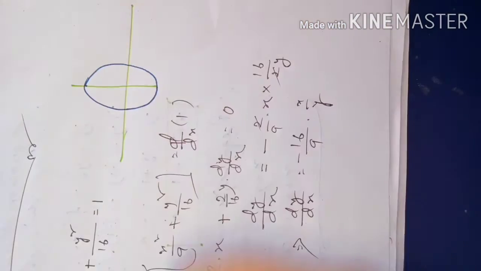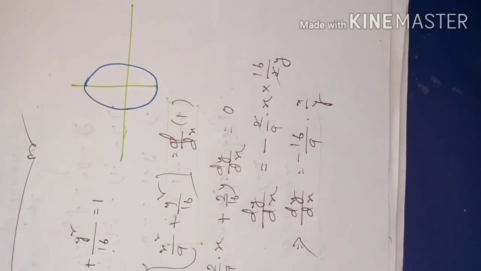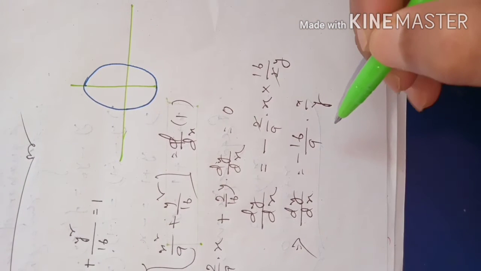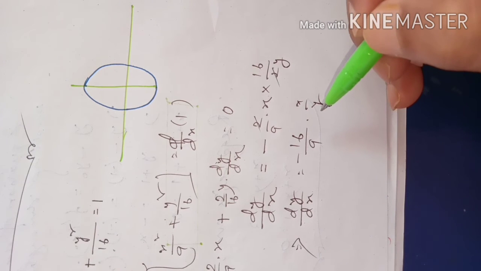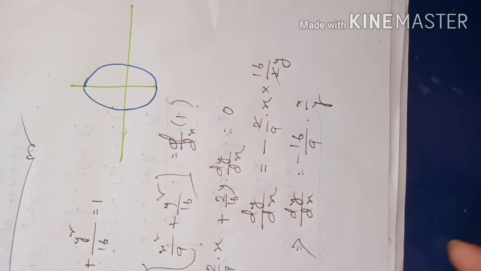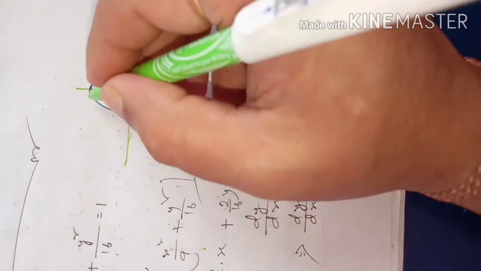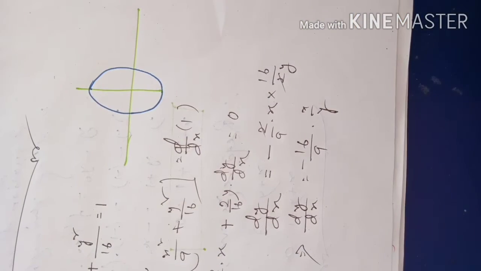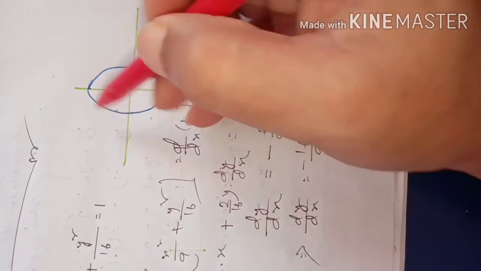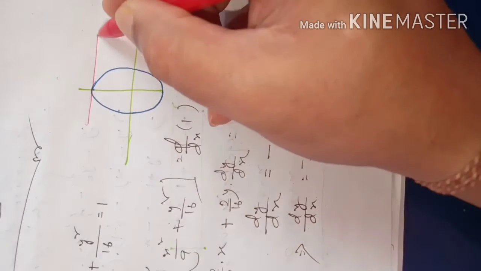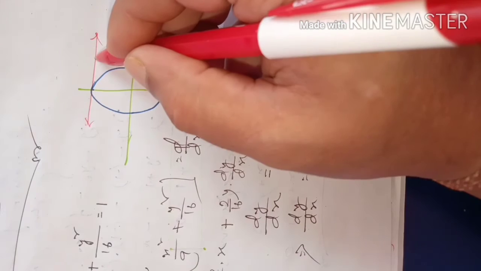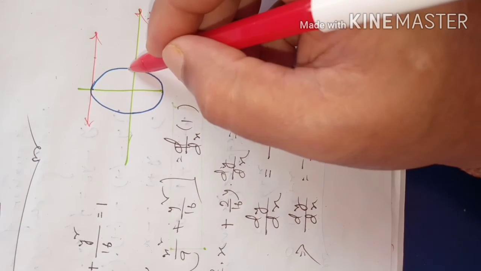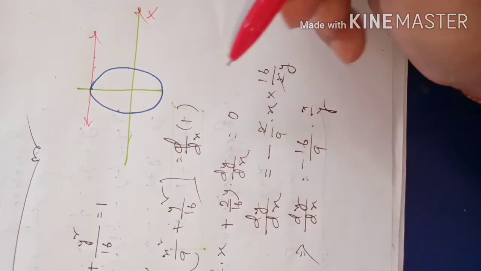Okay, what is x square by 9 plus y square by 16? So if the tangent is parallel to x-axis, then what will happen? The slope of the tangent will become 0. Suppose it is a parallel line to x-axis. This is x-axis. This is the tangent to this curve. Then its slope will be equal to 0.